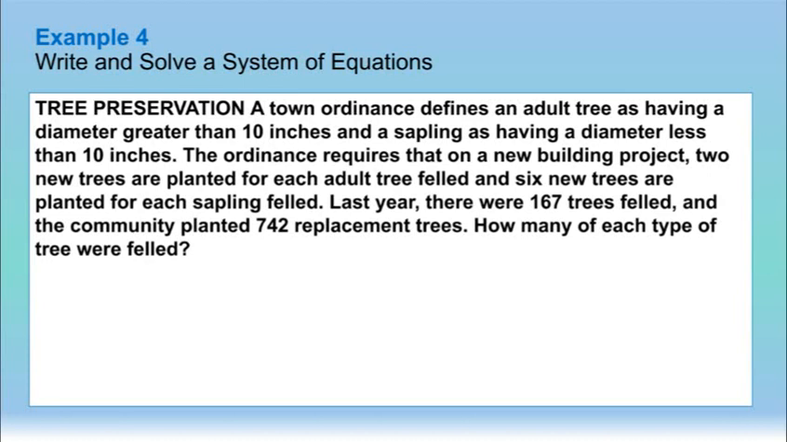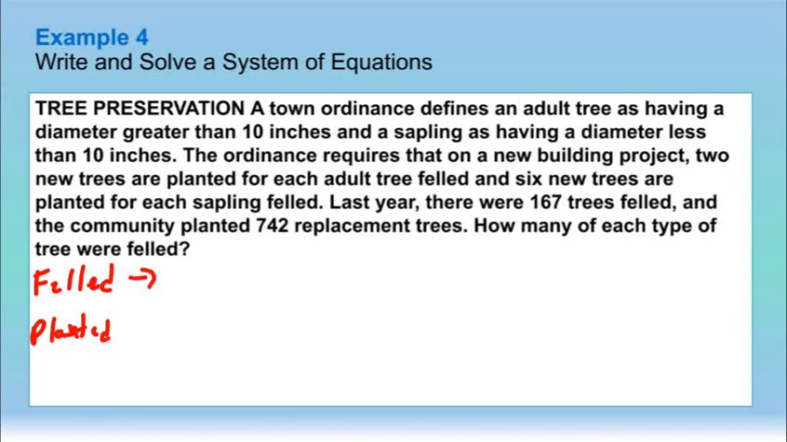Example 4. Now using a word problem, a town ordinance defines an adult tree as having a diameter greater than 10 inches and a sapling having a diameter less than 10 inches. The ordinance requires that on a new building project, 2 new trees are planted for each adult tree felled, and 6 new trees are planted for each sapling felled. Last year there were 167 trees felled, and the community planted 742 replacement trees. How many of each type of tree were felled? You need to come up with 2 equations, one for felled trees and the other one for planted.